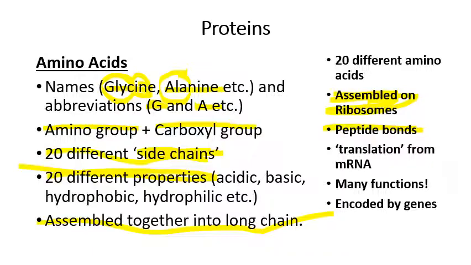You remember when we put together two or more monosaccharides, the covalent bond that's formed between two monosaccharides by dehydration synthesis, we call that a glycosidic bond. If we have two amino acids that are put together by dehydration synthesis, we call that a peptide bond. It's a covalent bond, but it's given the special name peptide bond.